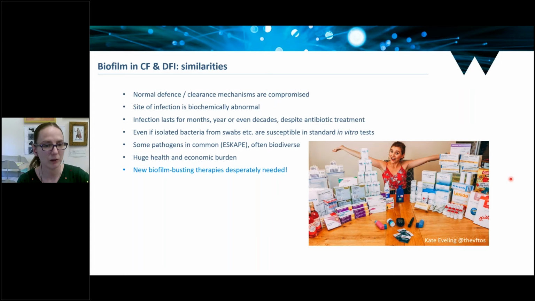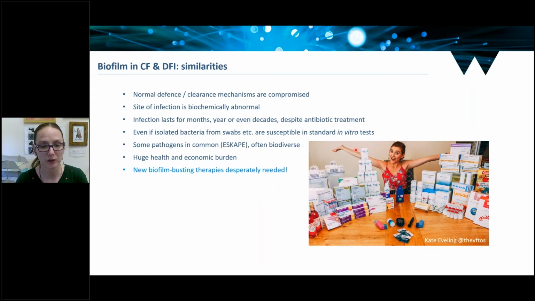And you see quite a few of the same pathogens in the diabetic foot and in the cystic fibrosis lung. So these are your very flexible, opportunistic pathogens from the ESCAPE group, species like Pseudomonas aeruginosa, Staphylococcus aureus, etc. And these infections are often biodiverse. Both CF and diabetic foot infections impose a massive health and economic burden.